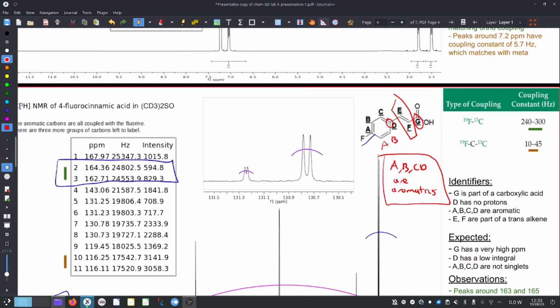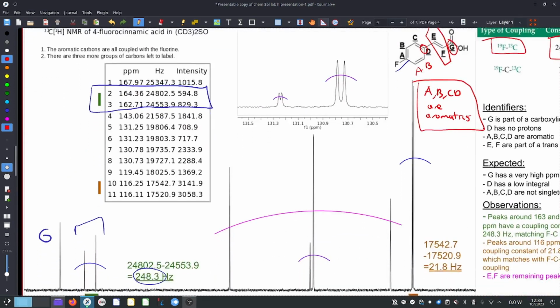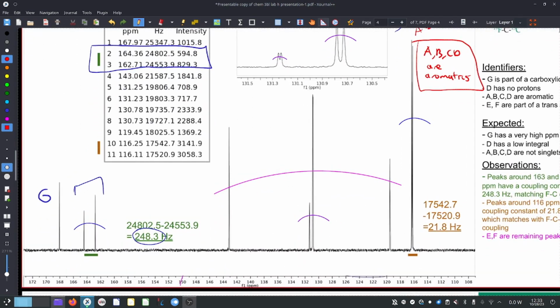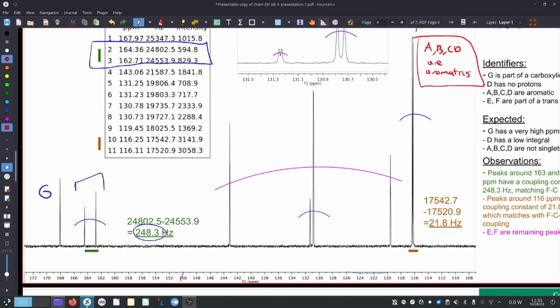Now, if we go back to table 8.7 in the book, 248 hertz falls within the range 240 to 300. And that suggests that we're actually seeing FC coupling, where the C is adjacent to the fluorine atom. So that suggests to us that if we look on the diagram, the carbon that's just adjacent to the fluorine is going to be A. So this is heavily suggesting that this is the A carbon.